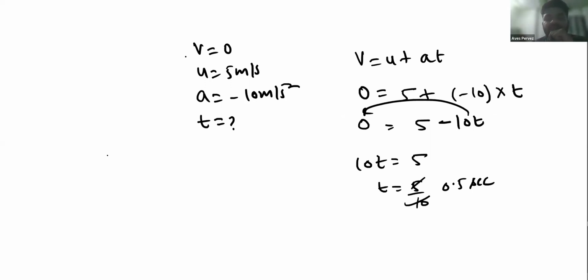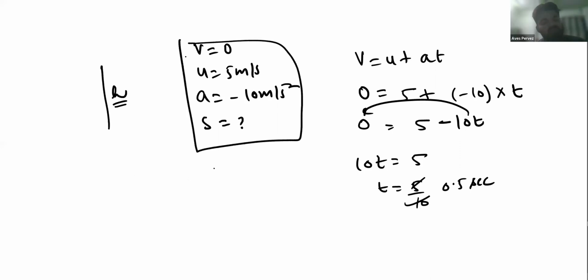Now moving next, if I am saying you need to calculate s, now remove this t and keep the s, because how far will it travel? The highest point. You need to calculate s. s means h, height. Height is also a distance, you measure it in meters. T is not being given, not being asked. So in which equation we don't have t?